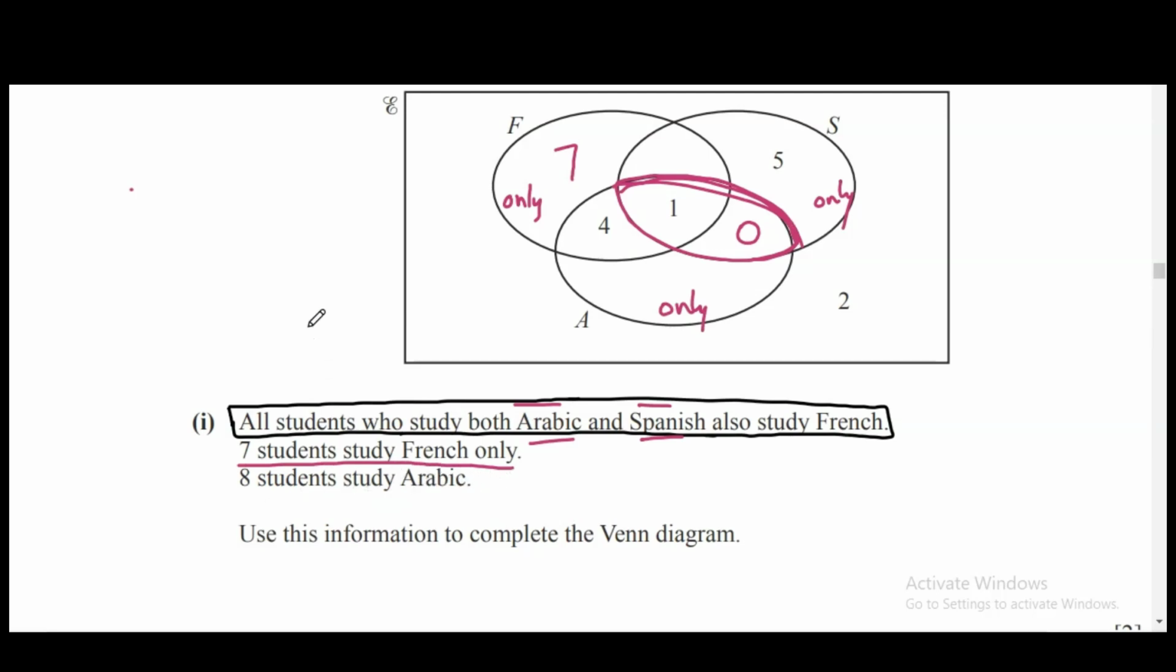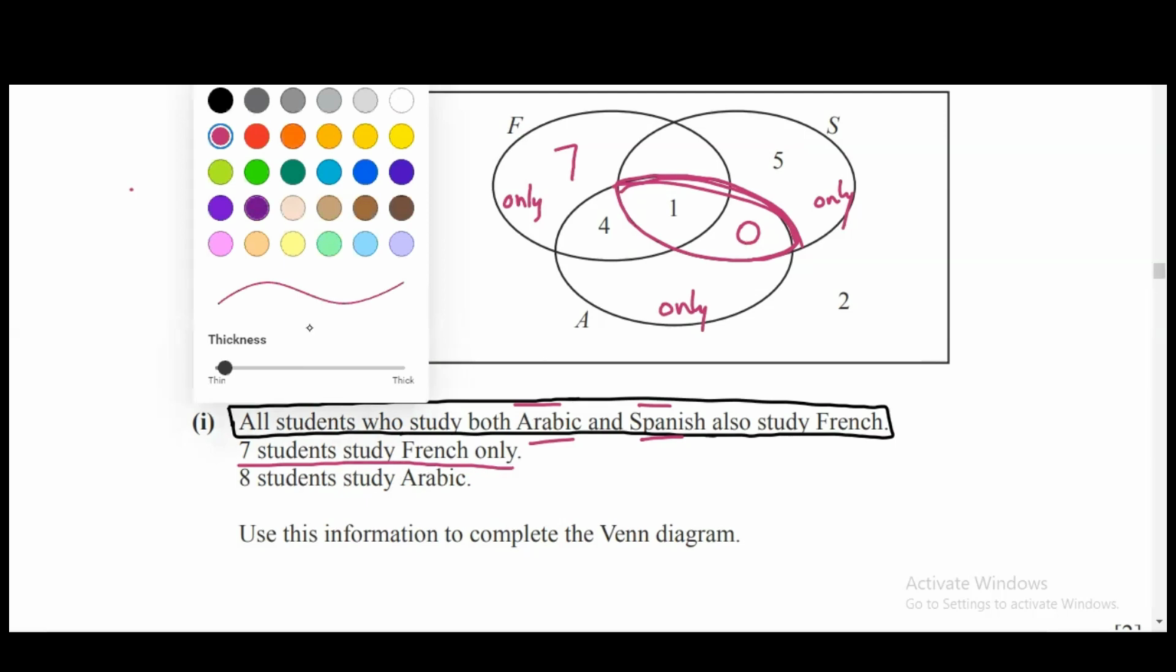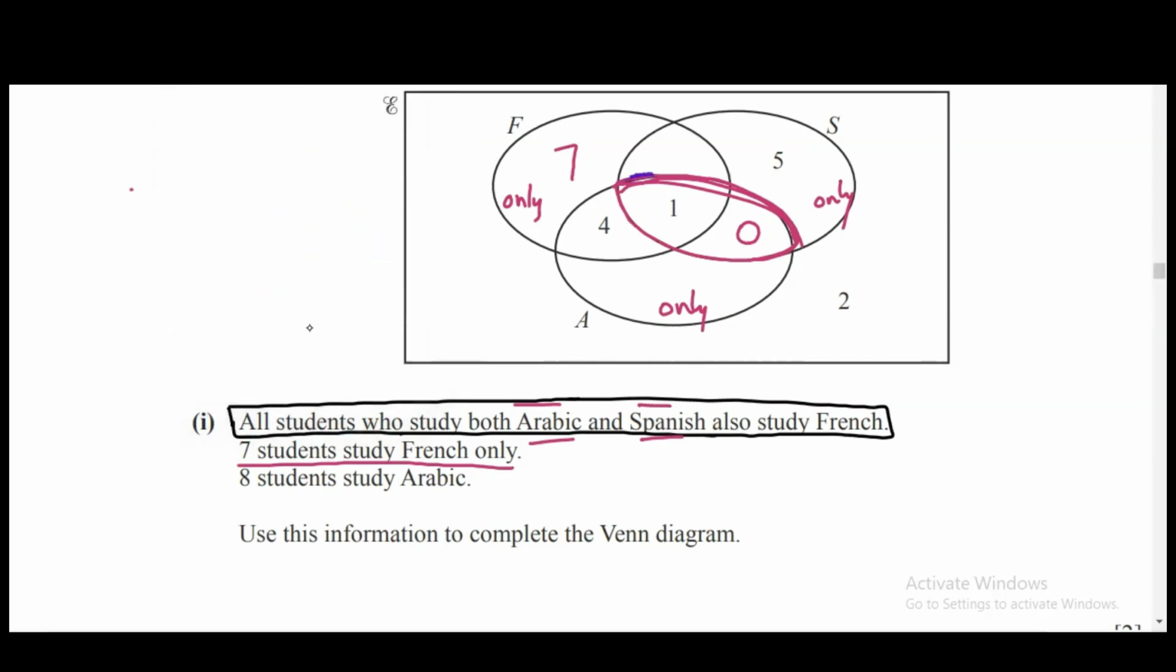For Arabic, the whole circle is denoted for Arabic. In the Arabic circle, 4 and 1 are already here, so the total must be 8 students who study Arabic. This region is the only part. So 8 minus 4 minus 1 minus 0 will be 3. So mark 3 here. Now 4 plus 1, 5, 6, 7, and 8 students study Arabic, and 3 study Arabic only.